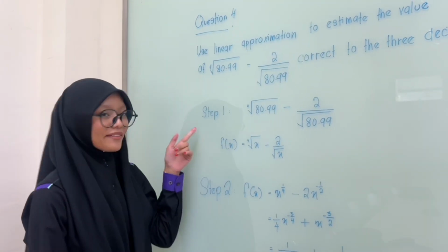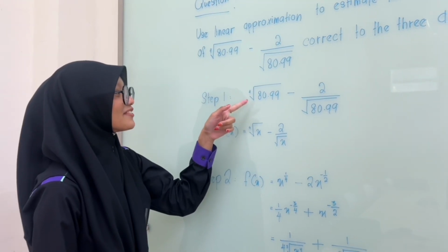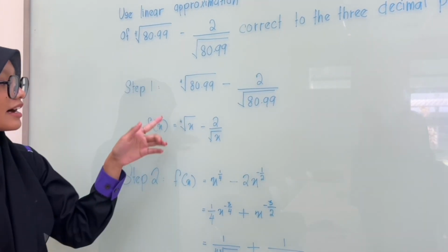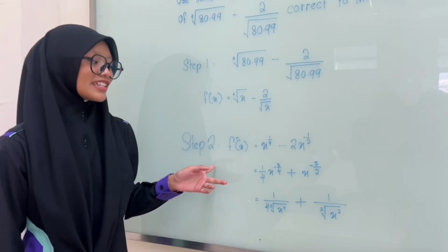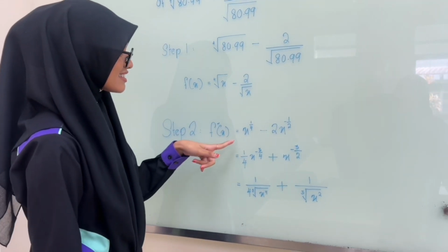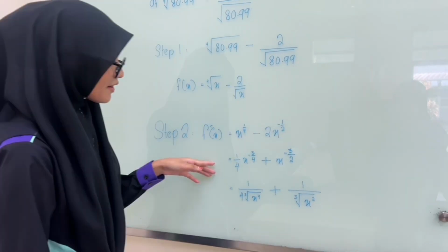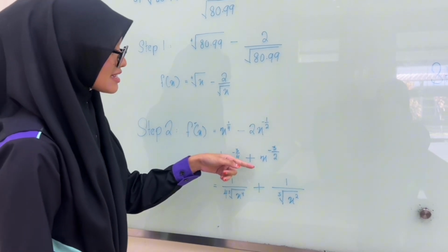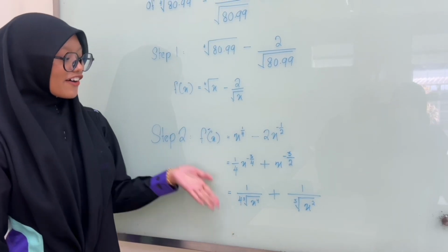Okay, for step 1, we need to define the expression 4th root of 80.99 minus 2 over square root of 80.99 as f of x, 4th root of x minus 2 over square root of x. Step 2, we need to derive the function from this to become this. So x to the 1 over 4 minus 2x to the negative 1 over 2 becomes 1 over 4 x to the negative 3 over 4 plus x to the negative 3 over 2. So this is the final answer of f prime.